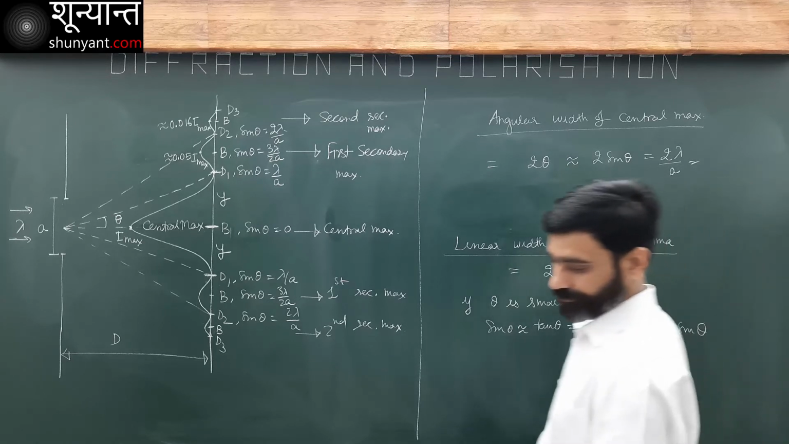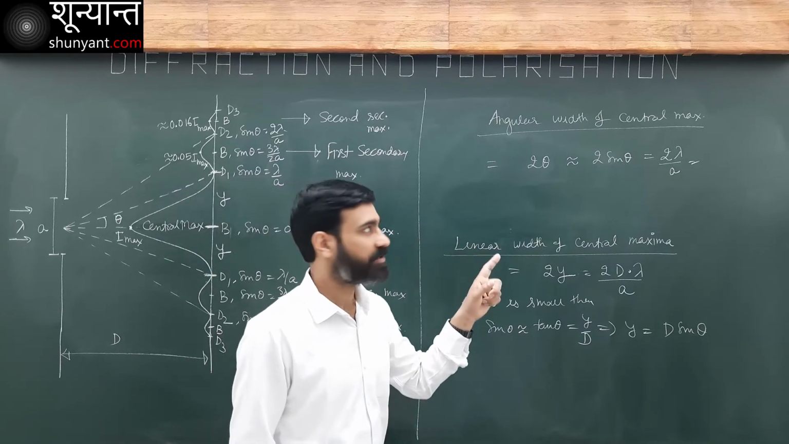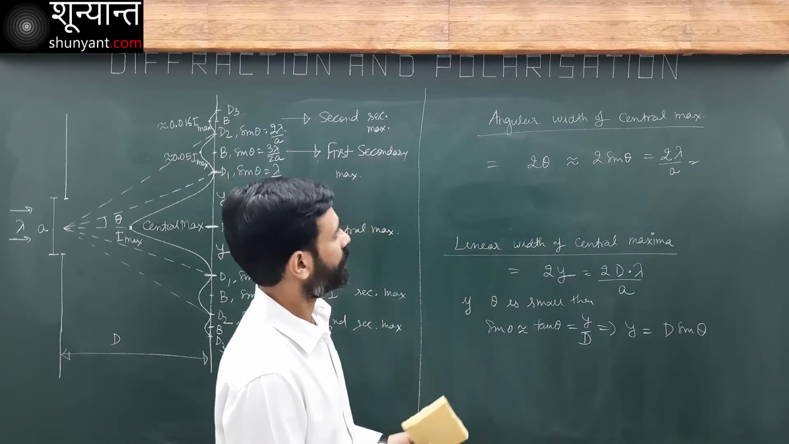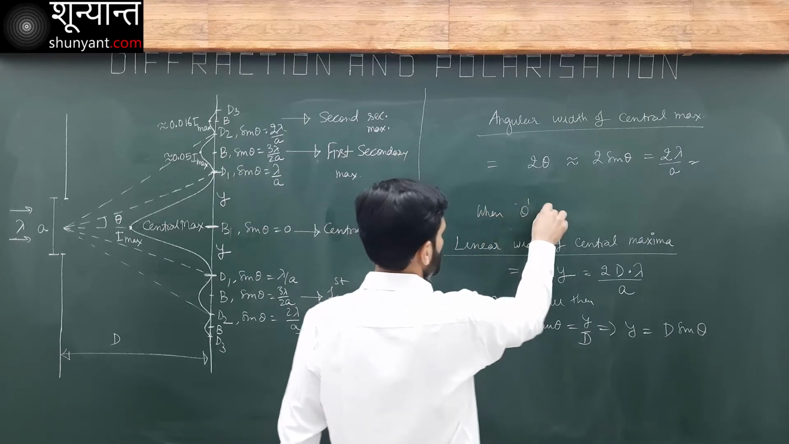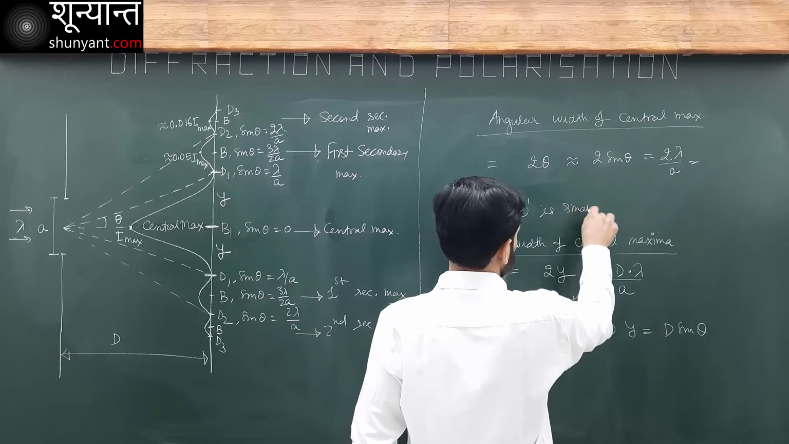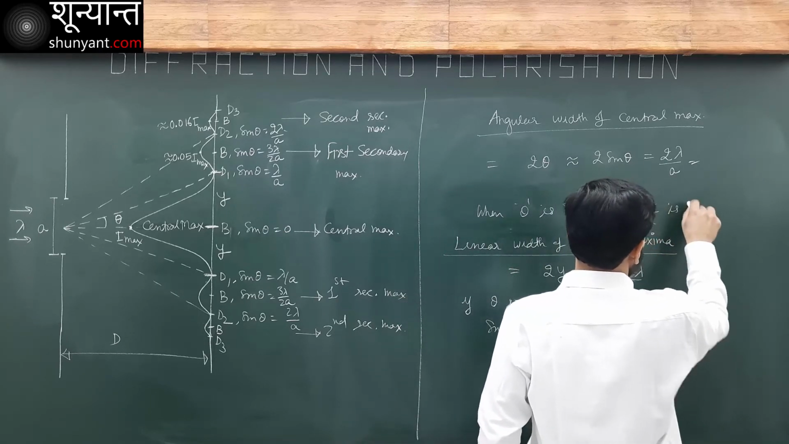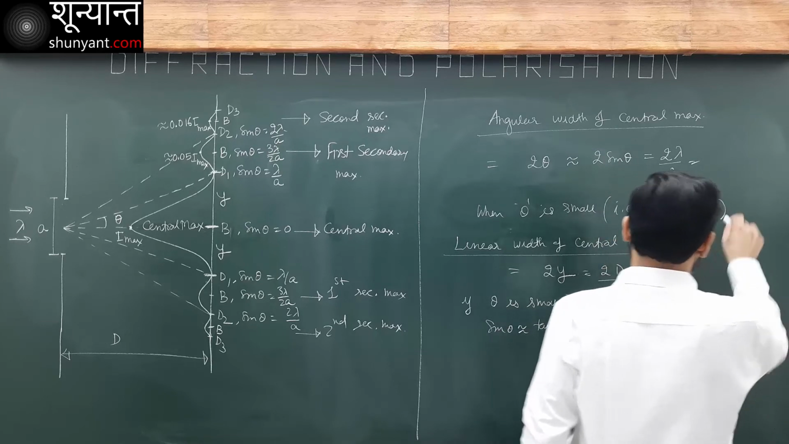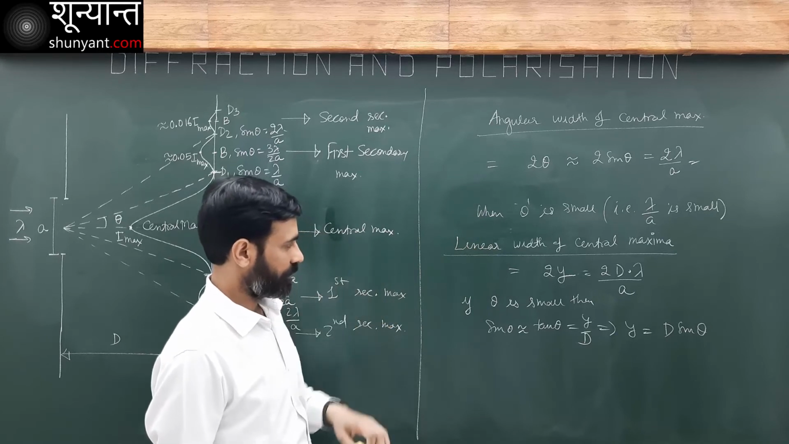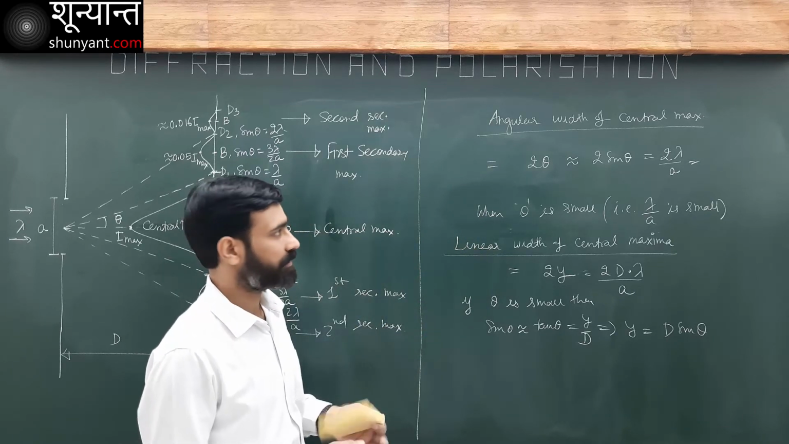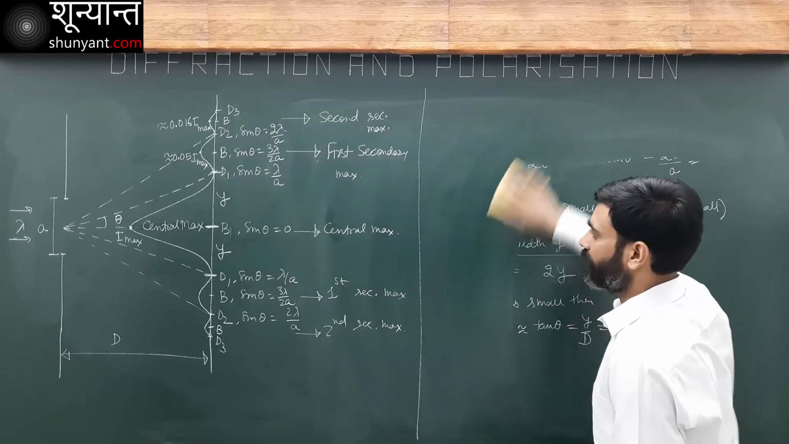Okay, do you understand this? Under what condition? When theta is small, that is, when lambda over a is small. So that is angular width and linear width. Okay, makes sense? Noted?